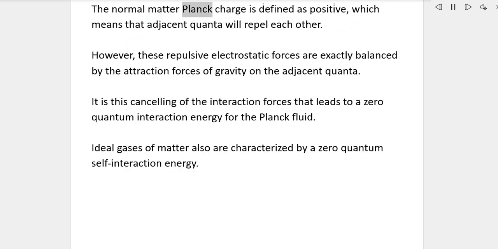The normal matter Planck charge is defined as positive, which means that adjacent quanta will repel each other. However, these repulsive electrostatic forces are exactly balanced by the attraction forces of gravity on the adjacent quanta. It is this cancelling of the interaction forces that leads to a zero quantum interaction energy for the Planck fluid. Ideal gases of matter also are characterized by a zero quantum self-interaction energy.